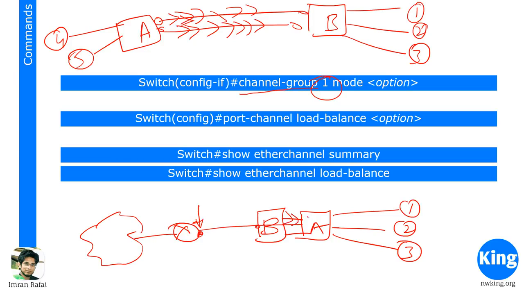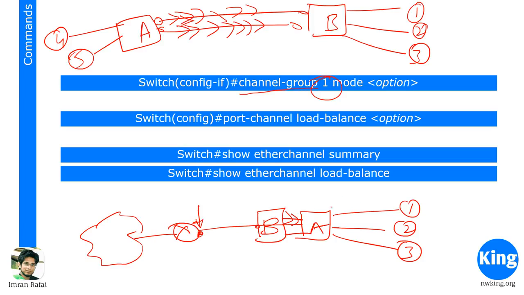So that doesn't really serve the purpose. It has to be different. So that's why we have a chance to go and change the parameter with which the switch does the load balancing. You can go to the global config and say port channel load balance, and you can choose a load balance option. In this case, we can say destination MAC address.